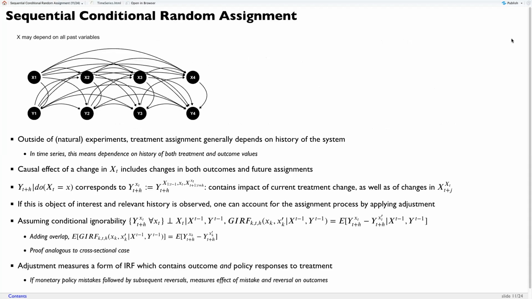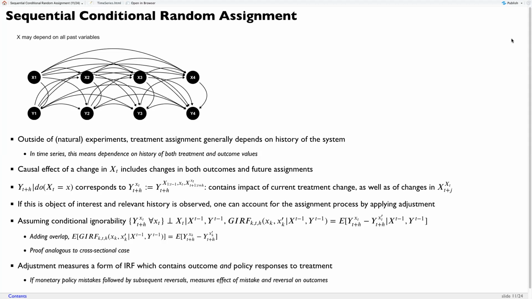Now, what can we actually get? So suppose we have sequential conditional random assignment. So for now, I'm just going to talk about x's and y's. And so conditioning just on the past. In general, even if we just have treatments and outcomes, treatment assignment will generally depend on the history of the system. So there's going to be dependence on the history of both treatment and outcome values.